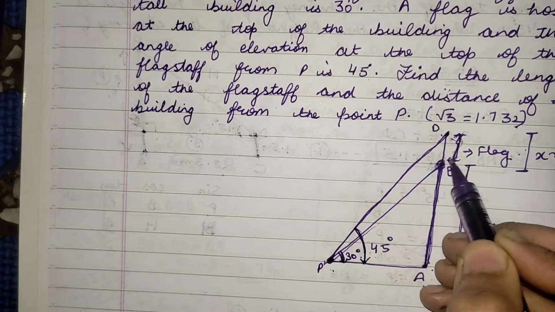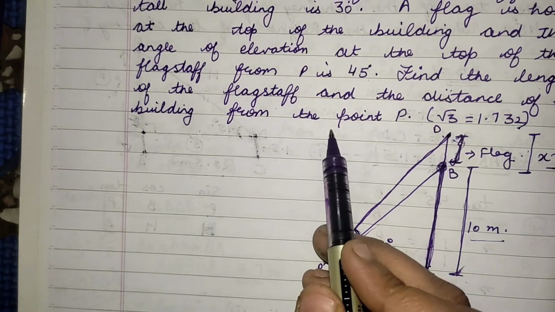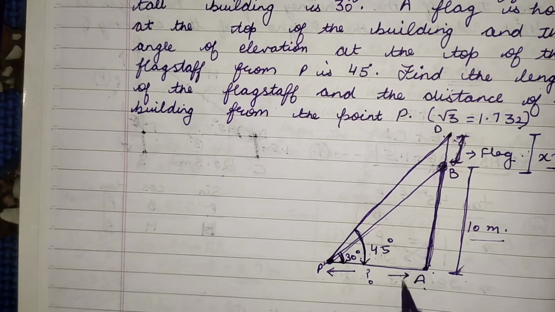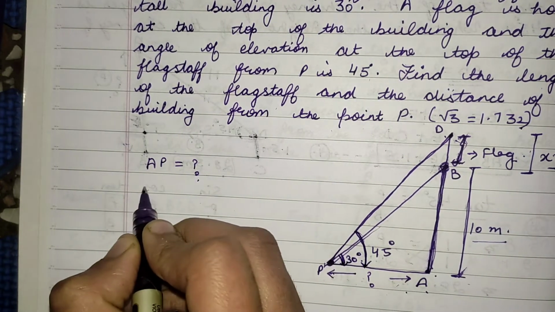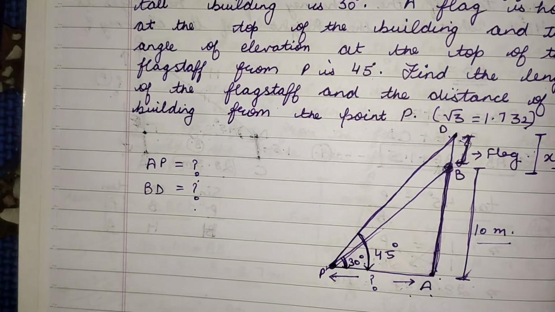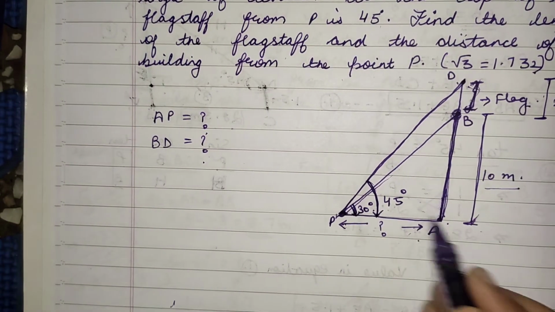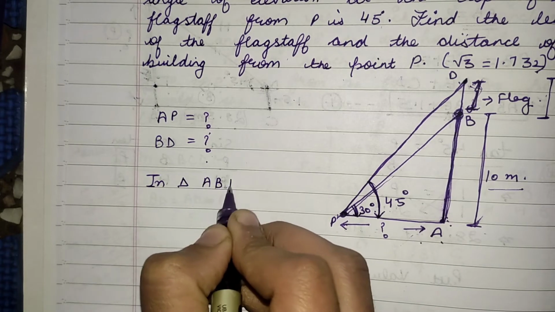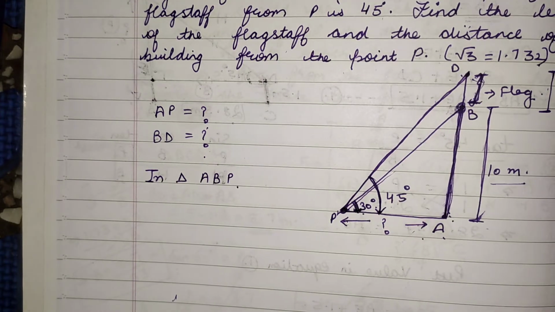Let us suppose this length is equal to x meter, and the distance of the building from the point P. Also we have to find out this distance AP. We have to find out two things, AP and BT. Okay, so again you can see that in this triangle ABP, angle of elevation is your 30 degree.